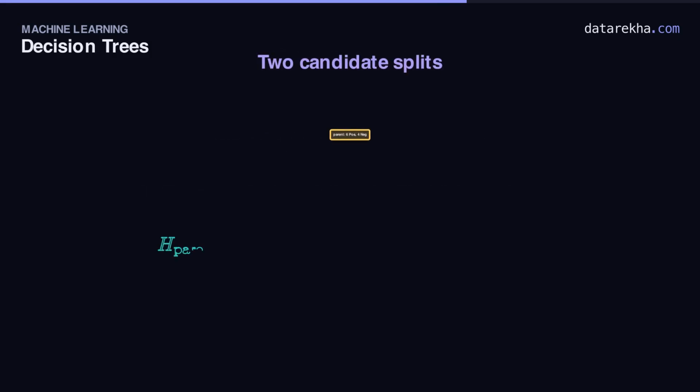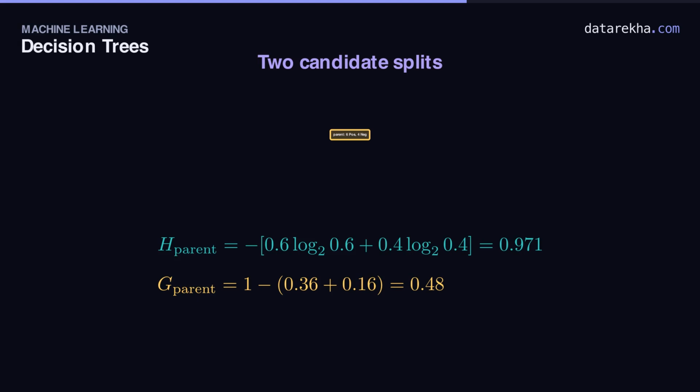Time for real numbers. Start with a parent node. 6 positives, 4 negatives, 10 samples. Its probabilities are 0.6 and 0.4. Plug them in. Entropy works out to 0.971 bits and Gini to 0.48.